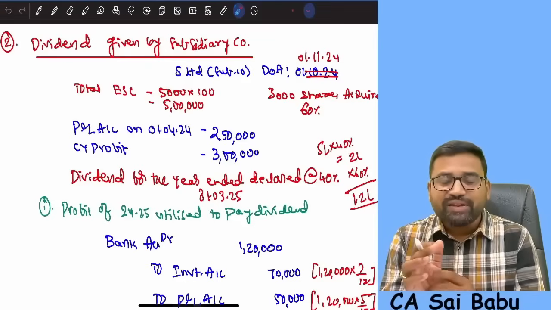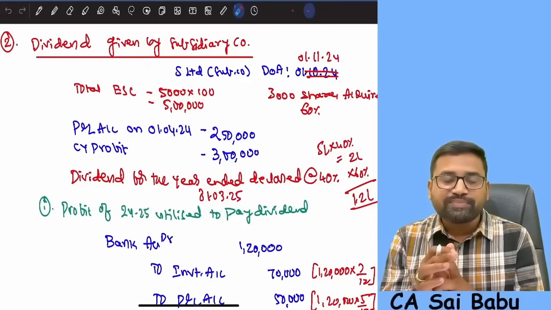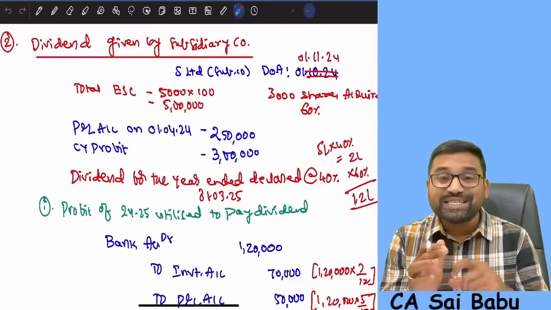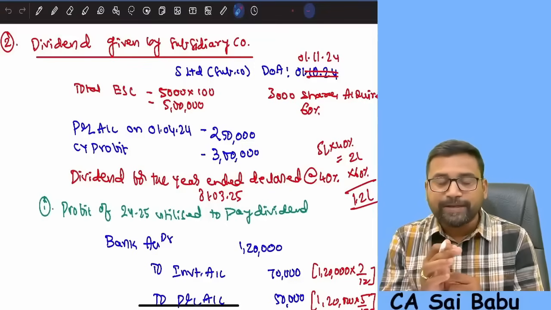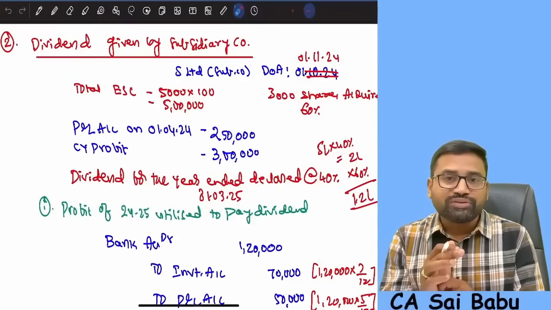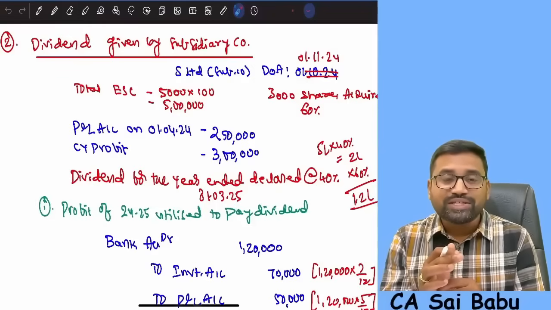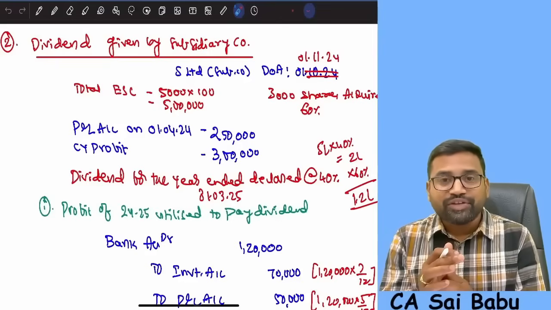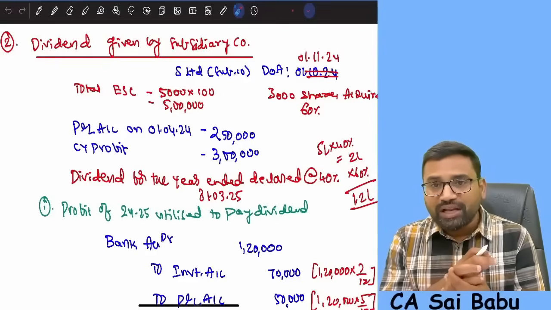If the dividend is given by the subsidiary company from pre-acquisition profits, the share of dividend received by the parent from the pre-acquisition profits will be treated as capital profits. It is adjusted to the cost of investment. If the dividend is given by the subsidiary company from post-acquisition profits, that share of dividend received by the parent company will be treated as revenue profit and will be credited to the P&L account.